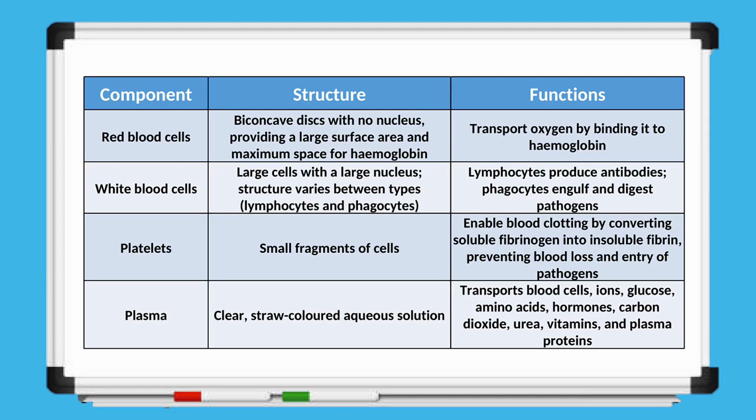At last, we have a table which summarizes the main components of blood, their structures, and their functions. Red blood cells are biconcave discs without a nucleus, which provides a large surface area and maximum space for hemoglobin. Their main role is to transport oxygen by binding it to hemoglobin.